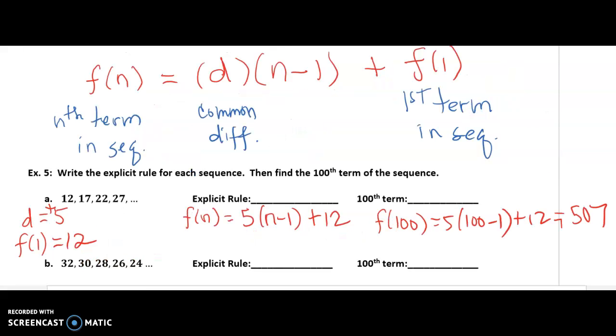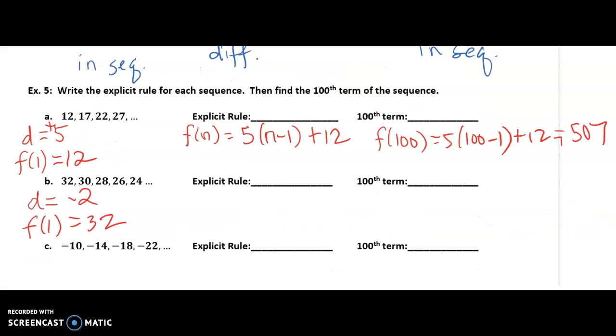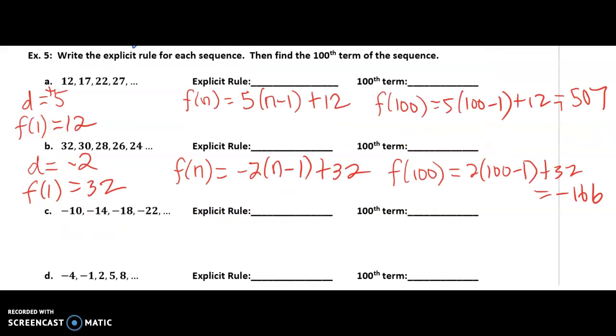So to find the 100th term, I'm going to plug 100 in for n, do the math, and we get the 100th term has a value of 507. Next example, we see the common difference is minus 2, and the first term is a positive 32. So the explicit rule is f of n equals negative 2 times (n minus 1) plus 32. So the 100th term is negative 166.